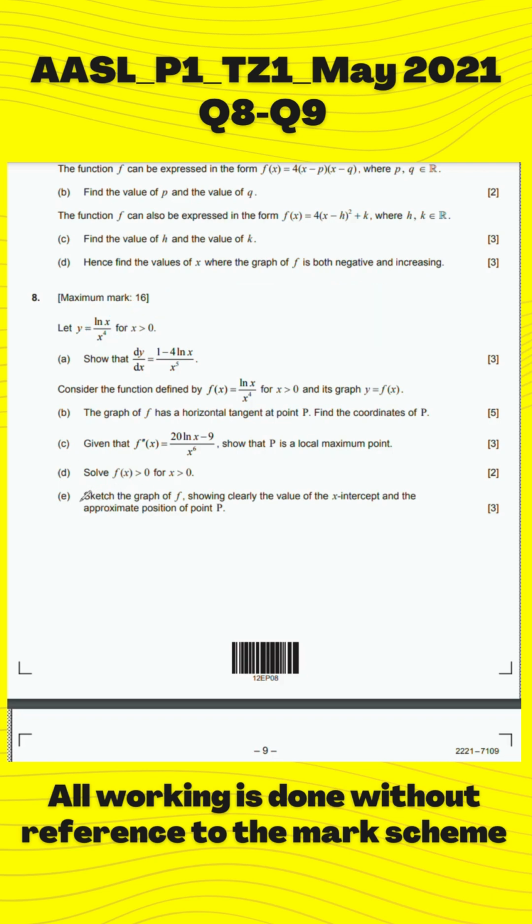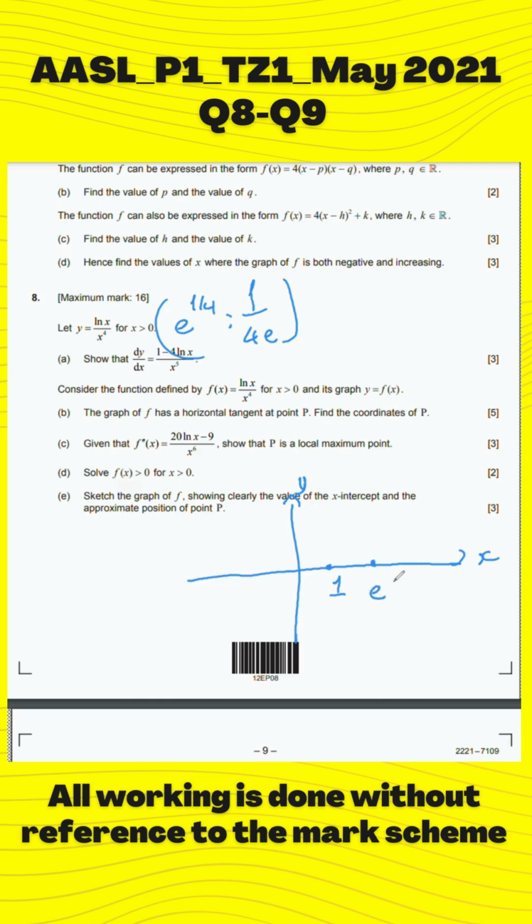Okay, now they ask us to sketch the graph of f. First we know that the x-intercept will be 1, and the vertical asymptote will be the y-axis. And then we have the local maximum at e to the power 1 over 4 and 1 over 4e. Because e is bigger than 1, e to the power 1 over 4 will be bigger than 1, so it will be on the right of 1. So e to the power 1 over 4 here, and the y coordinate will be 1 over 4e.